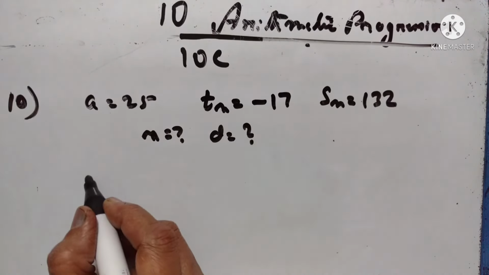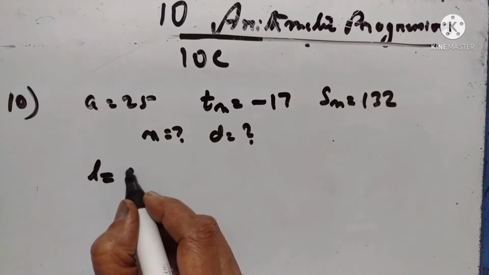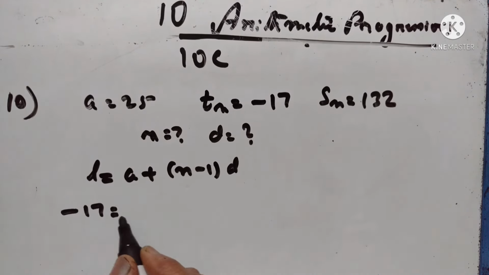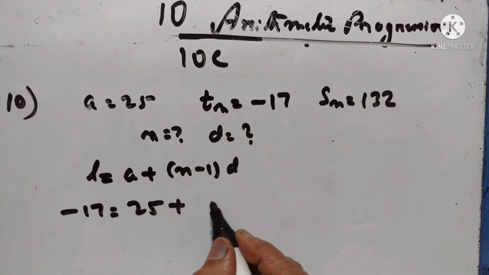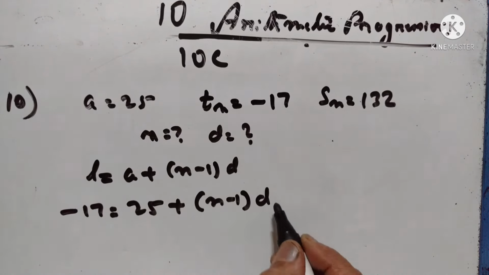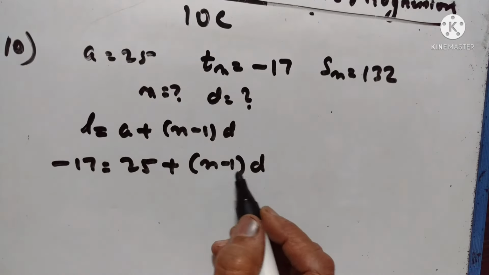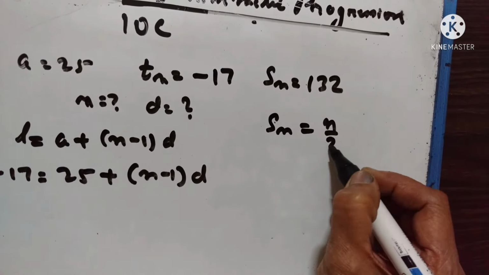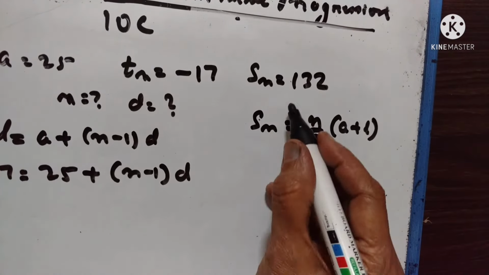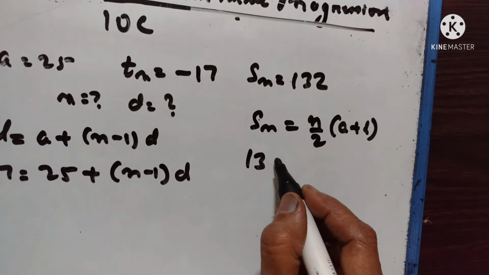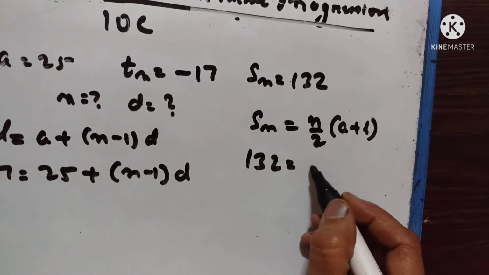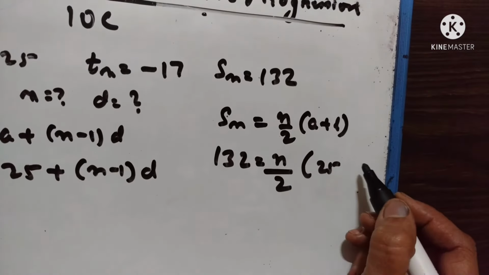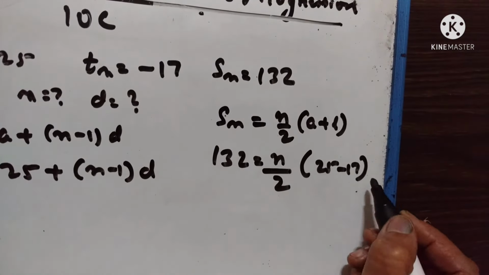This is the last term. Tn is equal to A plus n minus 1 D. So minus 17 is equal to A, which is 25, plus n minus 1 into D. We have to find n and D. Sn is equal to n upon 2 into A plus L. The sum of the terms is 132, which is equal to number of terms upon 2 into A, which is 25, and the last term is minus 17.